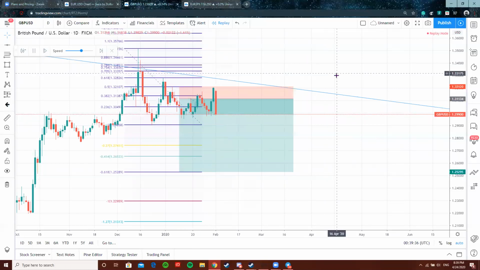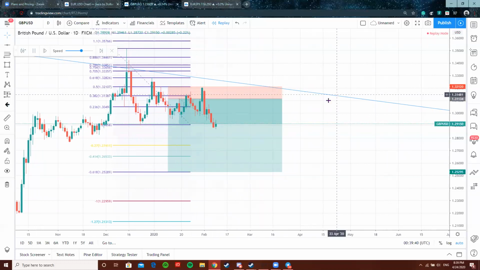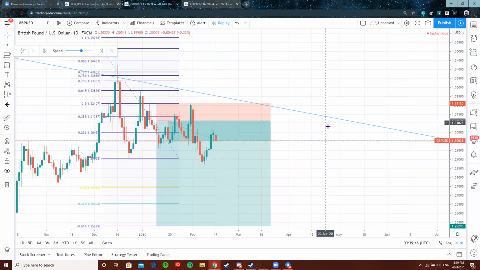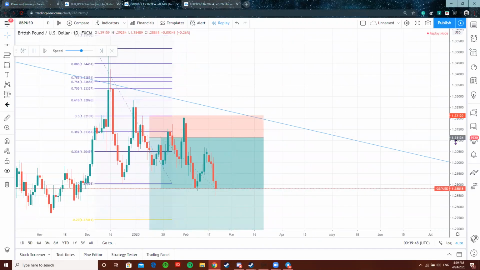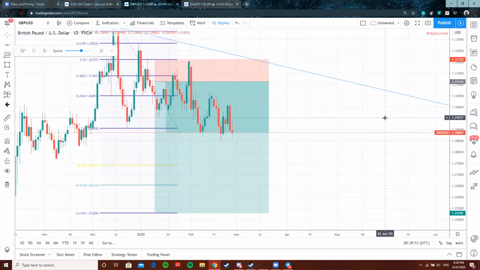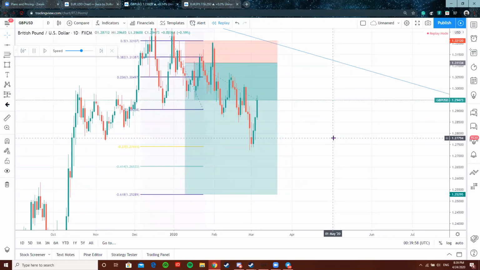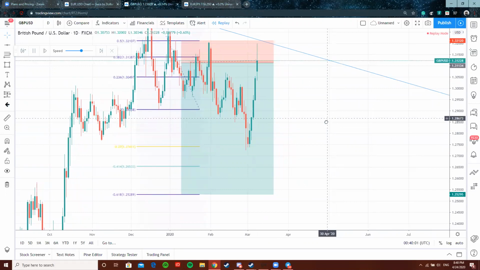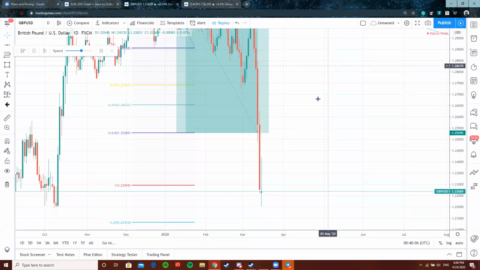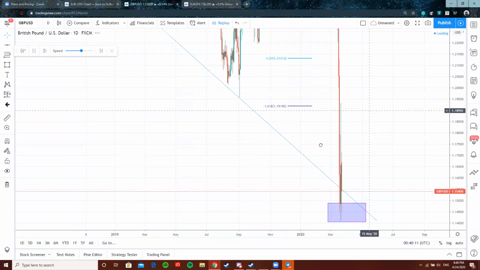There you go. See why it's important to have your structure set? It went really close to stop loss. Hey, and there we go. And that's your first, second, and third take profit hit. And then it just dropped off the face of the earth.